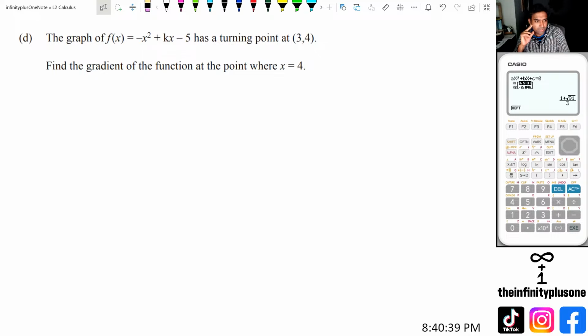Oh, we got two different answers again. Got -2 and +2. What did you guys get for K? I think that's the first thing we've got to figure out. You've got to figure out K.